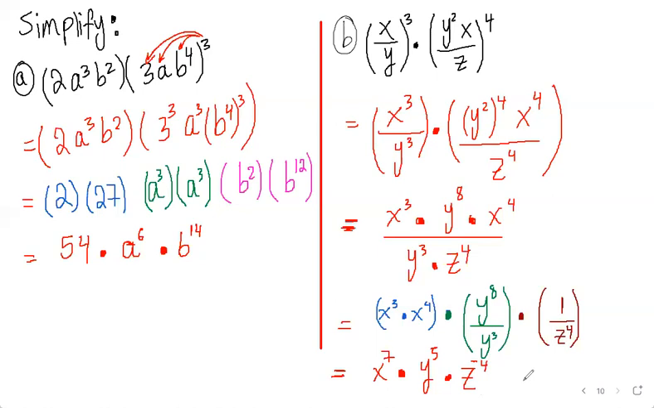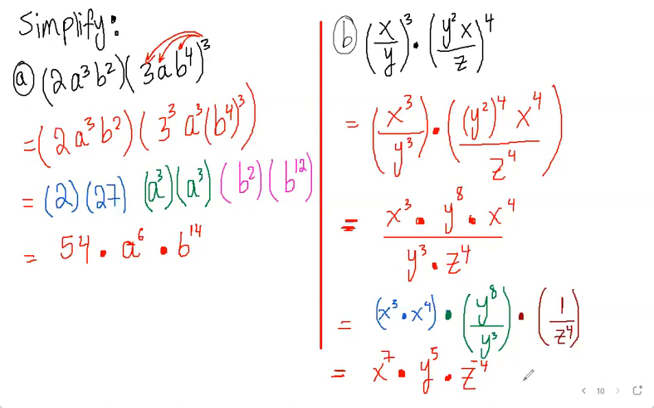Yes, I kind of have a question. What if the answer had been x to the power 7 times y to the power 5 all over z to the power 4? Yeah, I got that answer as well. Yeah, this is correct. Both of them are correct.